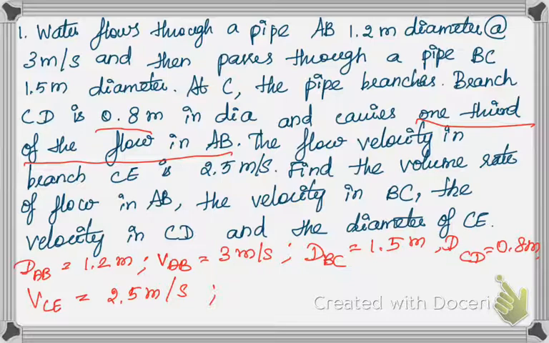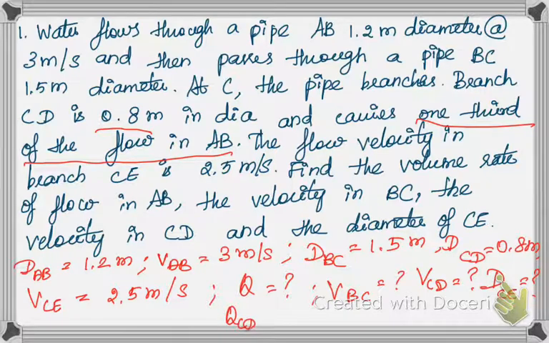So I have written the given data. I am taking the flow rate of the pipe AB as Q. They have asked to determine the Q, the VBC, the VCD and also the DCE. And they have given that the flow rate through CD is equal to Q by 3. So the flow rate QCD, I'll keep it as QAB, QCD is equal to Q by 3.